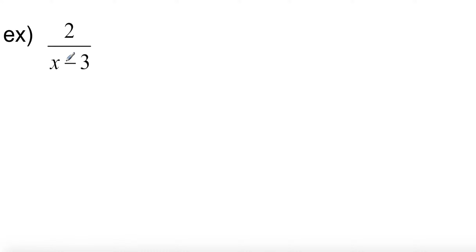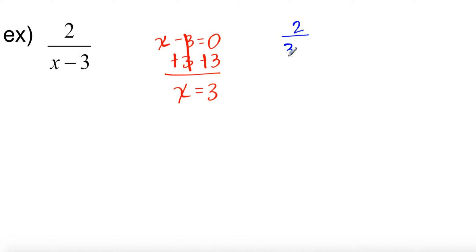So what number makes that denominator 0? That's all you're asking yourself. What number makes that denominator 0? You can figure that out just by looking at it, or if you want to get technical, you're setting that denominator equal to 0 and solving for x. So it is undefined when x is 3, because if I plug 3 back in, that gives me 2 over 0, or 2 divided by 0, and that makes it undefined because you can't divide by 0.